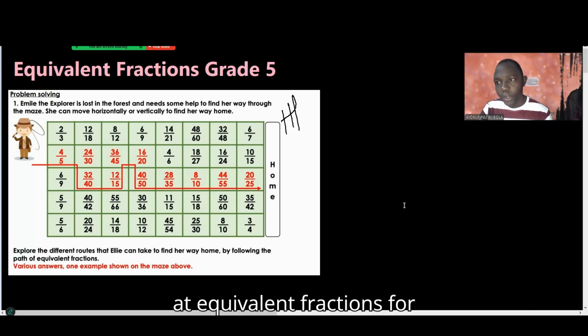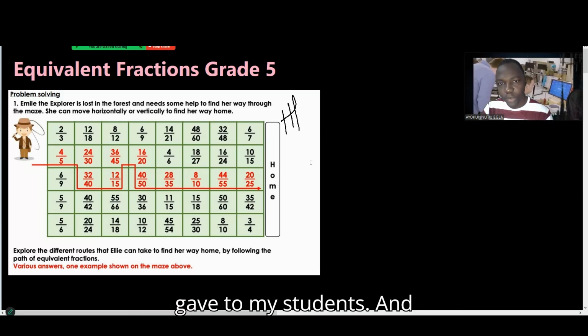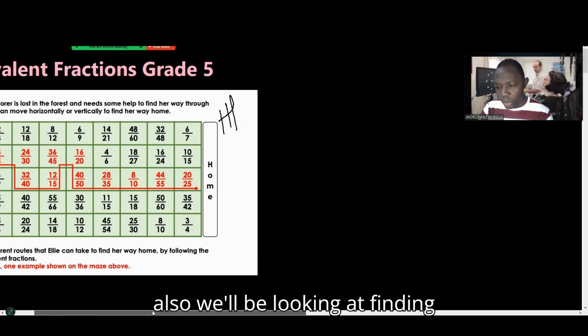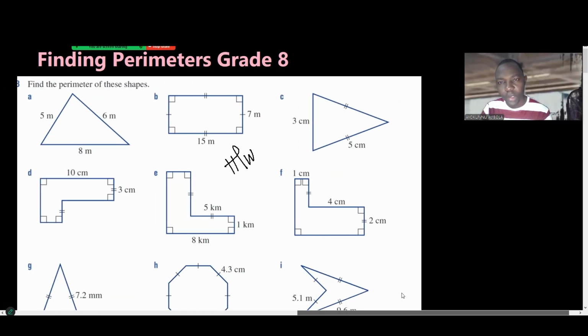Today, we'll be looking at equivalent fractions for grade 5 by solving this homework I gave to my student. And also, we'll be looking at finding perimeters for grade 8.